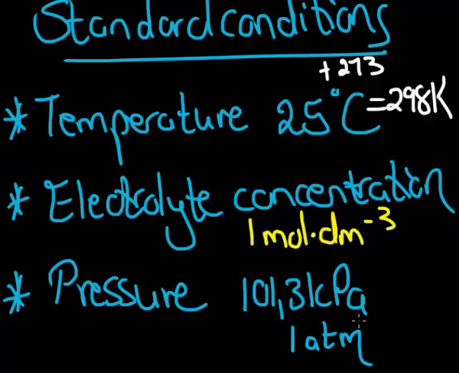So these are my standard conditions: temperature of 25 degrees Celsius, electrolyte concentration of 1 mole per cubic decimeter, and pressure of 101.3 kilopascals. Only under these standard conditions will we be able to use our E cell values given on our redox table.